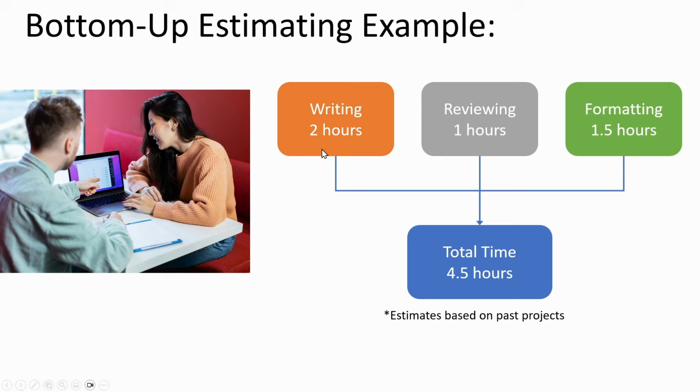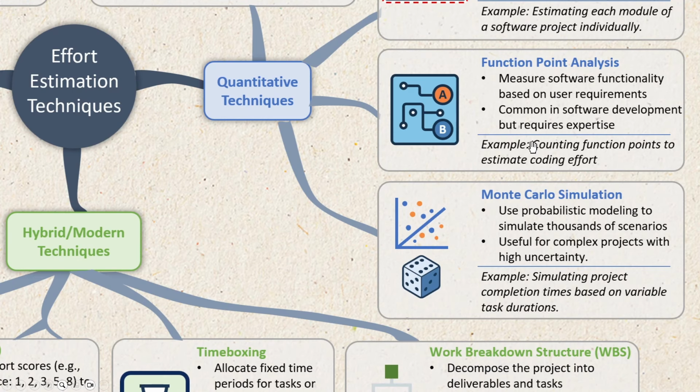Let's say writing takes 2 hours, reviewing takes 1 hour, and formatting takes 1.5 hours. So the total bottom-up estimate would be 4.5 hours. Next up, we have function point analysis.